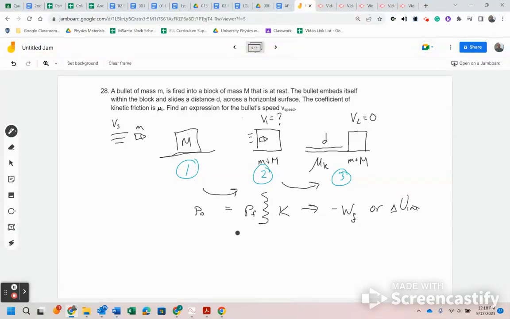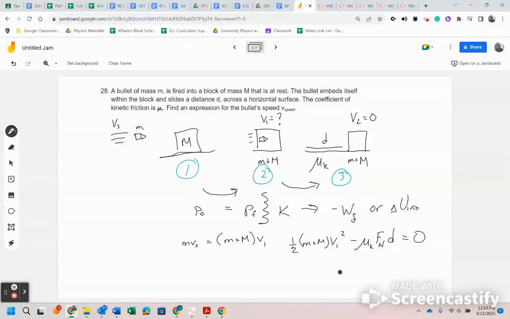So initially we have the bullet m times vs is equal to the sum of the masses times the speed after the collision. And then we have the kinetic energy of both masses and their speed after the collision. And I'm going to look at this in terms of work done minus the force of friction, so mu k times the normal force times the distance d that it traveled is equal to 0.